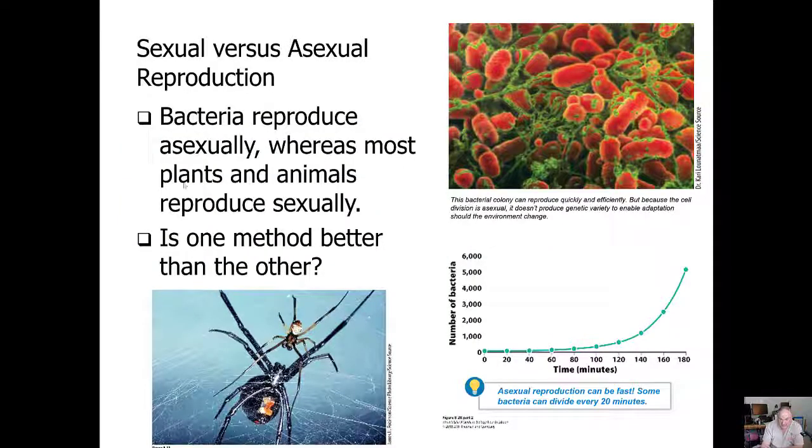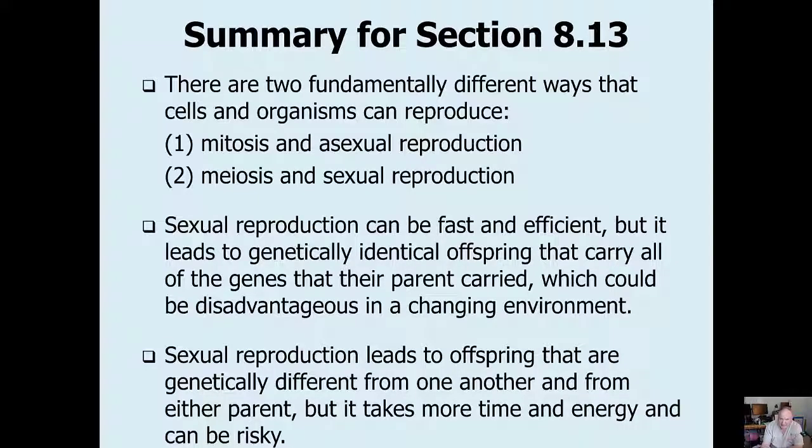Sexual versus asexual reproduction. Bacteria reproduce asexually, whereas most plants and animals reproduce sexually. And there's reasons for both. Bacteria have to grow and deal with their environments very quickly. There are 2 fundamentally different ways that cells and organisms reproduce, mitosis and asexual, and meiosis and sexual reproduction. And different animals have more complex life cycles. It can get really challenging, and luckily ours is pretty straightforward. Asexual reproduction leads to genetically identical offspring that carry all the genes that the parent carried, which is a good thing.